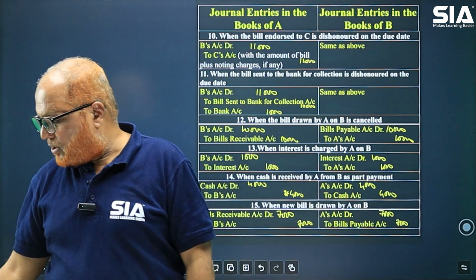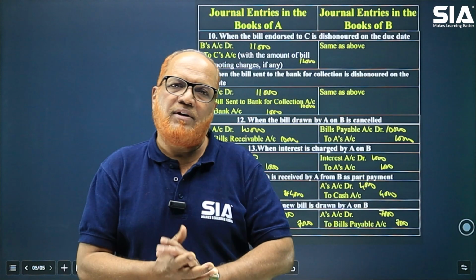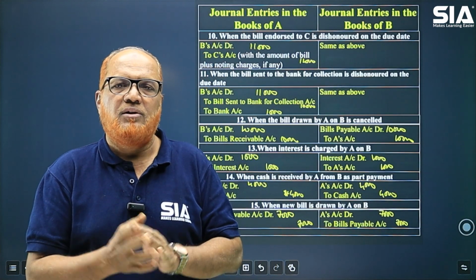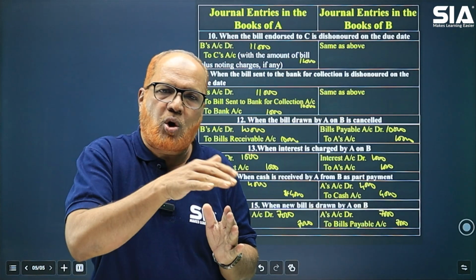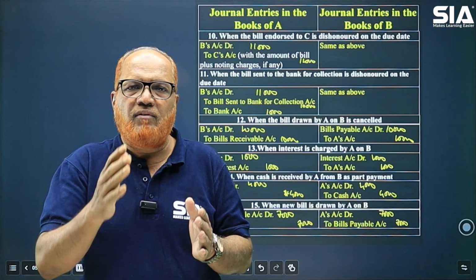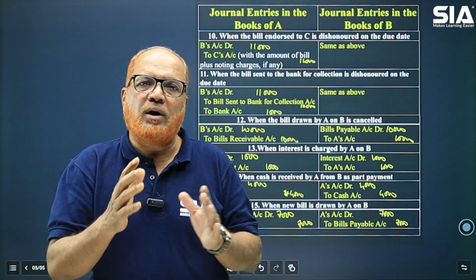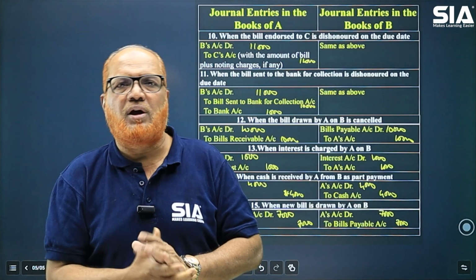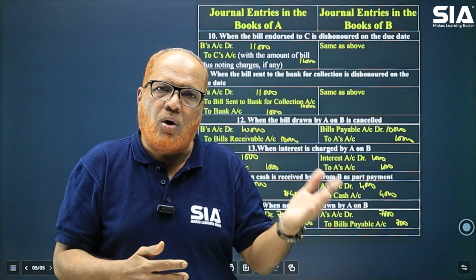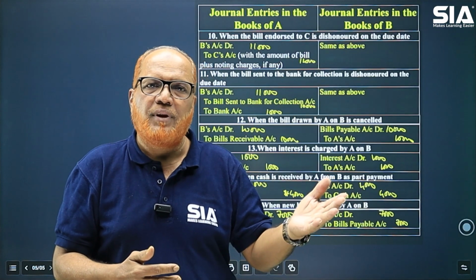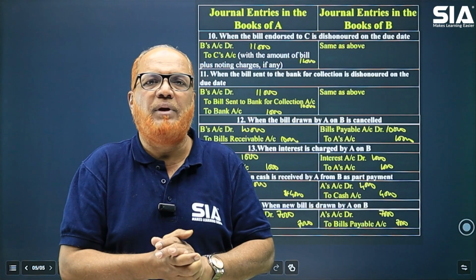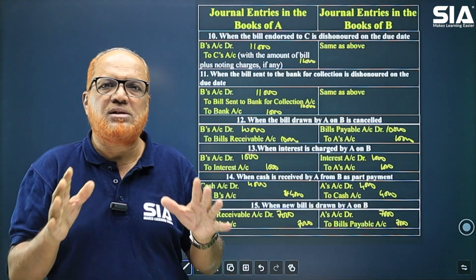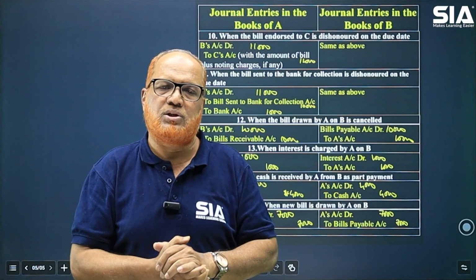So in this class, I have explained to you the different cases of journal entries. What is the entry when it is drawn and accepted? What is the entry when it is discounted with bank? What is the entry when it is endorsed? Entry when the bill is sent to bank for collection. Entry when it is honored, when it is dishonored, when cancelled the old bill and a new bill is drawn. All these are the situations in these problems of bills of exchange, right?